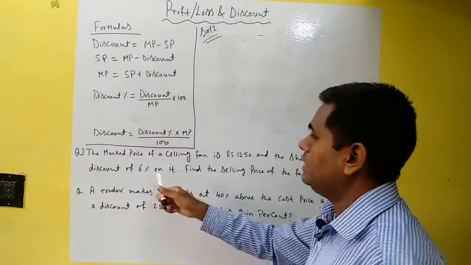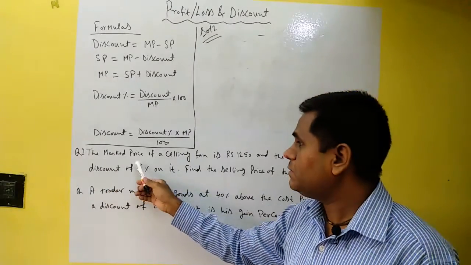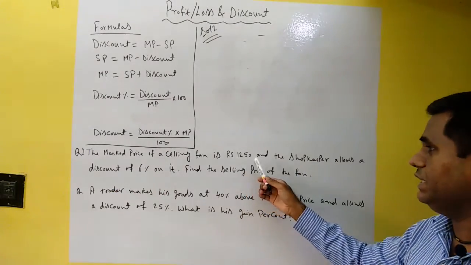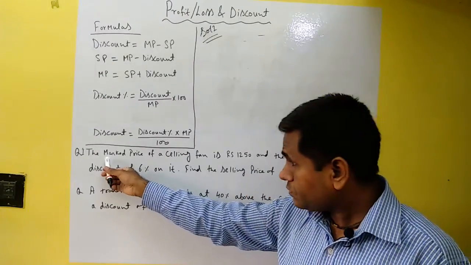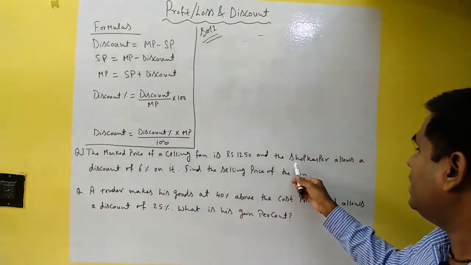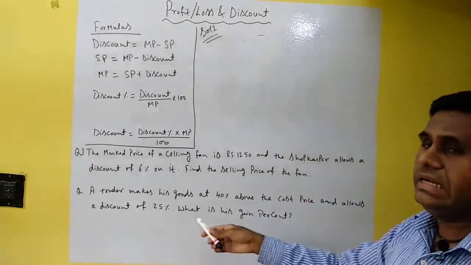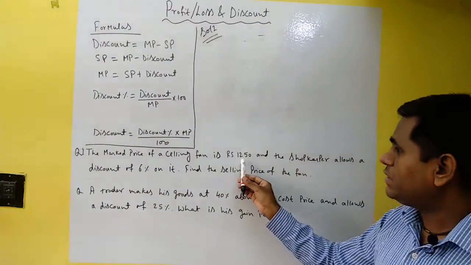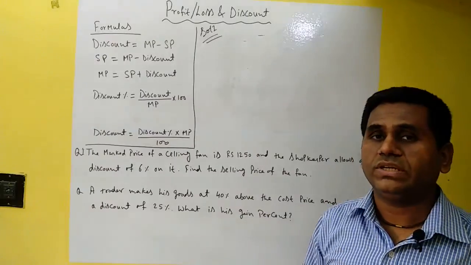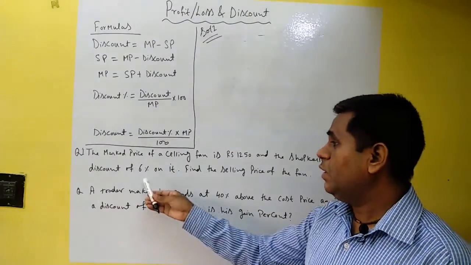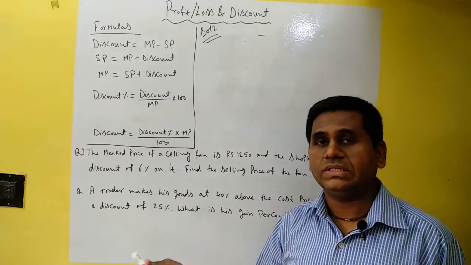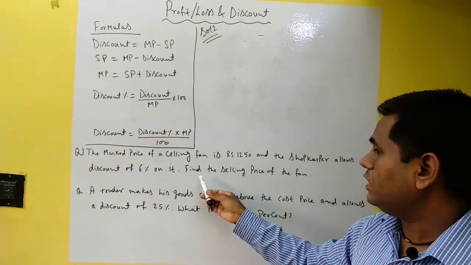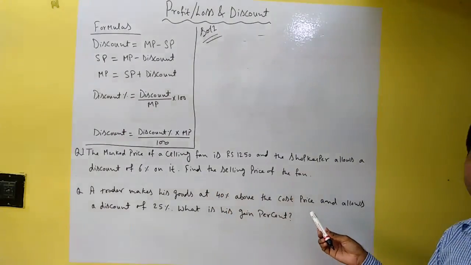Solution 1. In this question, it says the marked price of a ceiling fan is rupees 1250. So marked price is given, and the shopkeeper allows a discount of 6% on it. On the marked price, the shopkeeper is giving 6% discount. Discount is given, but not in rupees, it is given in percentage, so maybe we have to use these formulas on it. Find the selling price of the fan. So what do we have to find?